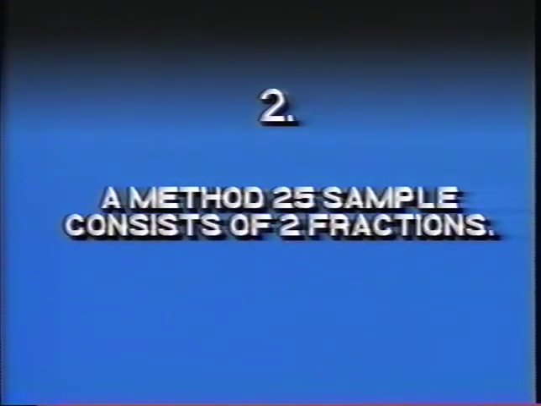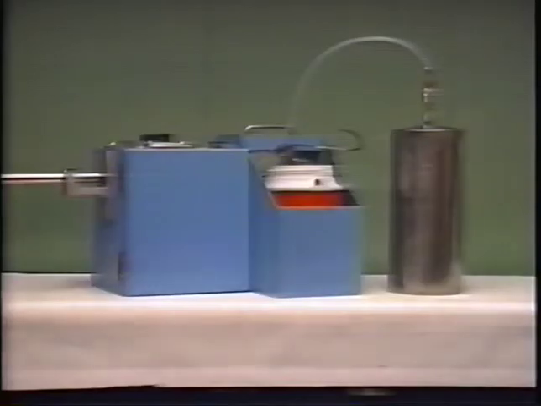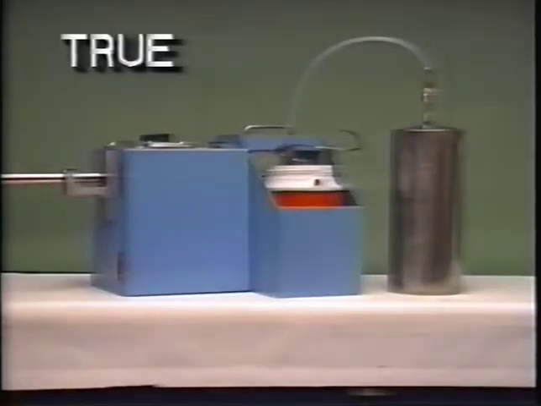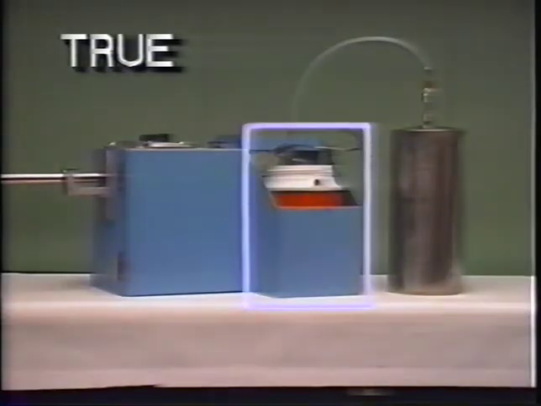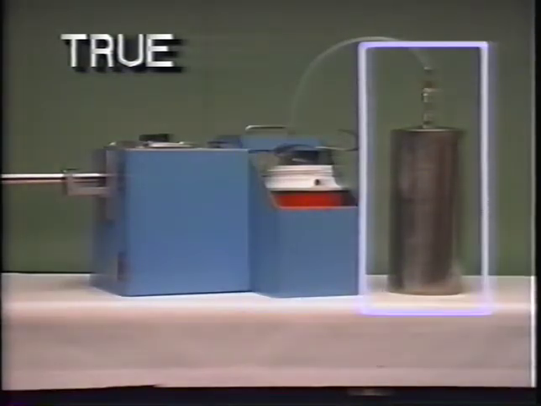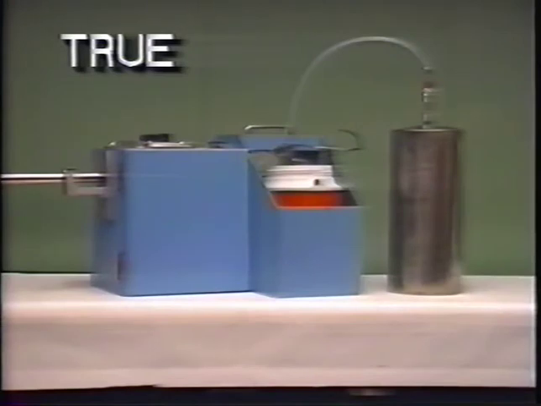2. A Method 25 sample consists of two fractions. True. The condensate trap collects the condensable materials, and the evacuated sample tank collects the more volatile compounds. Each of these is analyzed separately, and the results are added together.